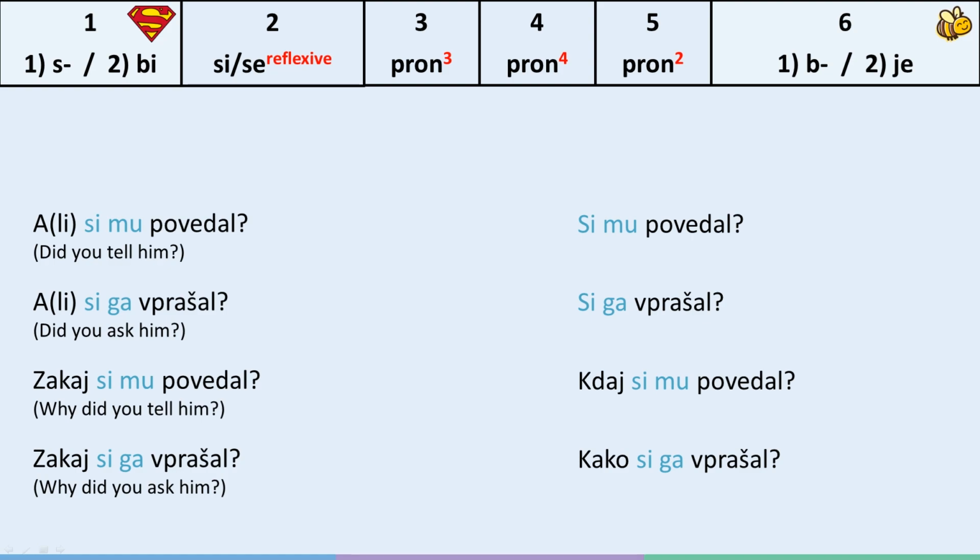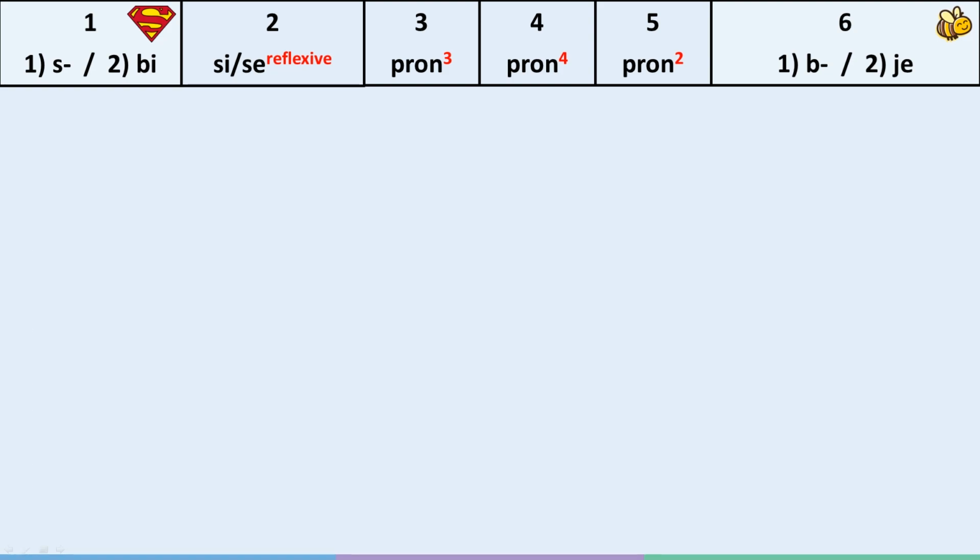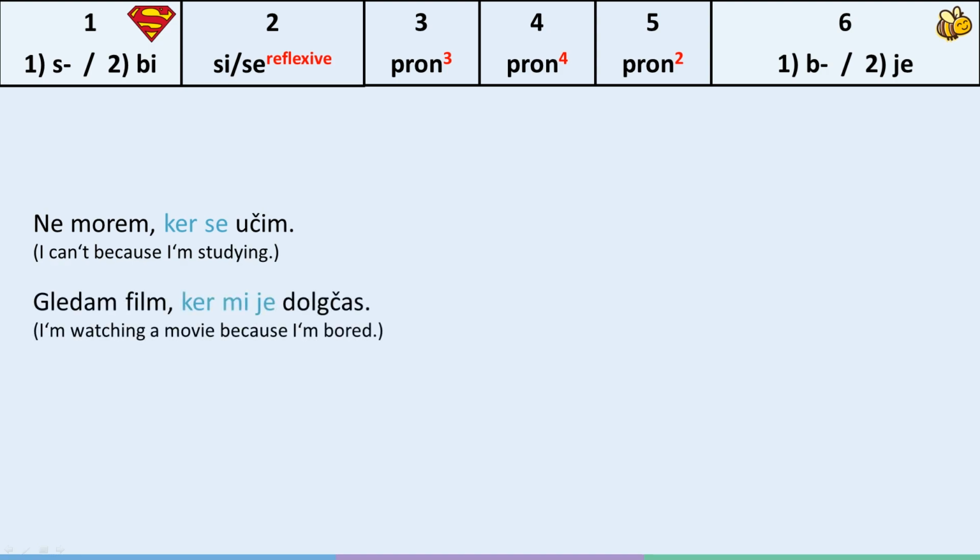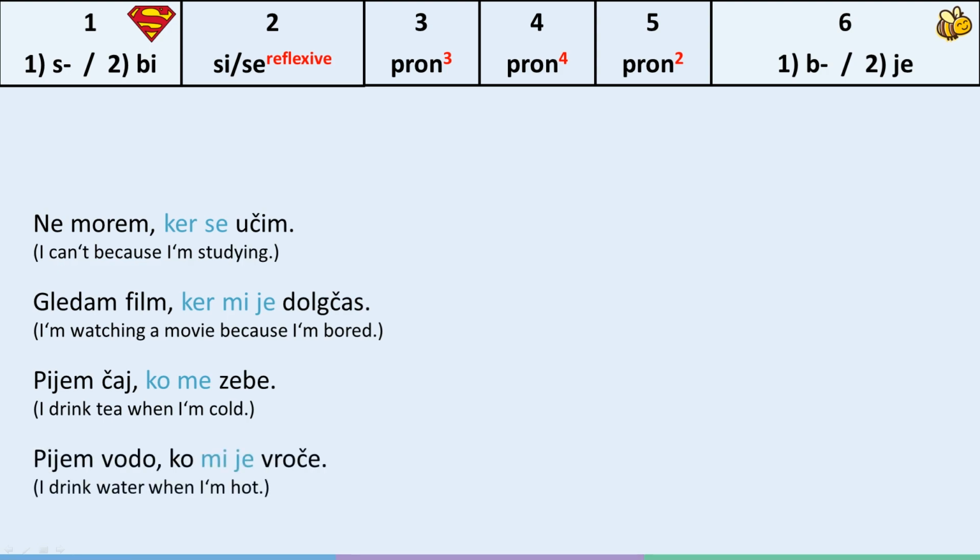Clitics, however, can also be in first place even if we're not dealing with a question. Here's how. Ne morem, ker se učim. I can't because I'm studying. Gledam film, ker mi je dolgčas. I'm watching a movie because I'm bored. Pijem čaj, ko me zebe. I drink tea when I'm cold. Pijem vodo, ko mi je vroče. I drink water when I'm hot.